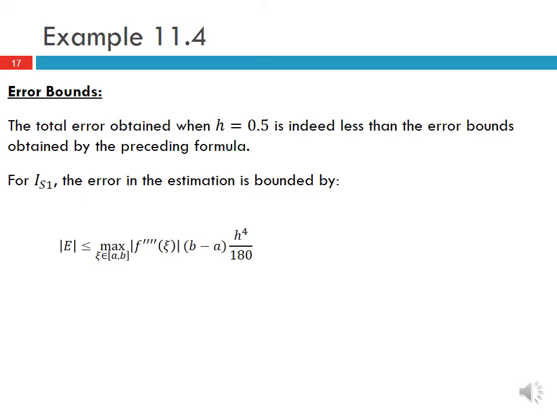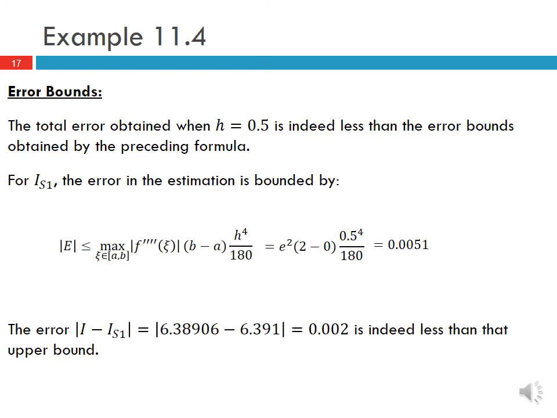The total error obtained when h is 0.5 is less than the error bound obtained from our previous formulation. For I_S1, the error in the estimation is bounded by the expression here. We can plug in our values, and we see that the upper bound of our error should be 0.0051. We can calculate our actual error with this estimate, which is 0.002, so that is indeed less than the upper bound.